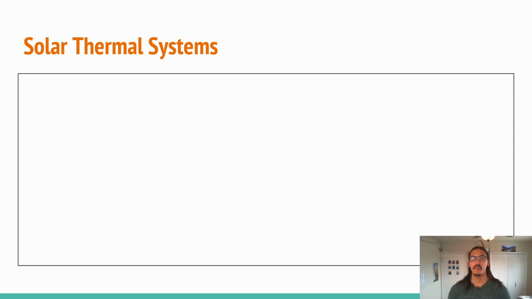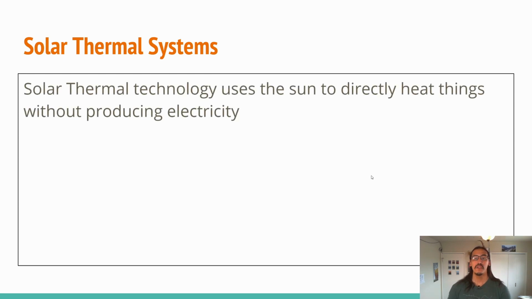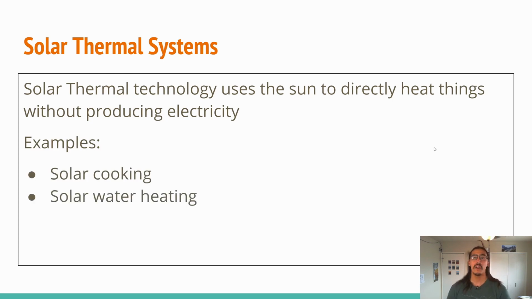So solar thermal systems are going to be the simplest ones, and that's why they're the oldest ones as well. Solar thermal technology uses the sun to heat things up directly. So it's not what we think about with solar energy, where we're using the sun to make electricity. Instead, you're using the sun to just make heat and just collect heat. So solar cooking would be one example, and also solar water heating is actually relatively common.